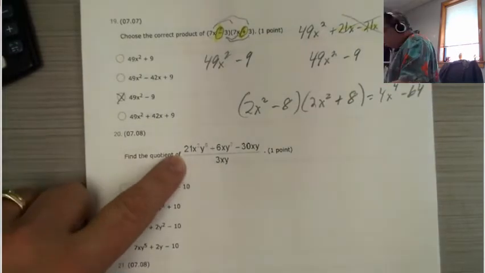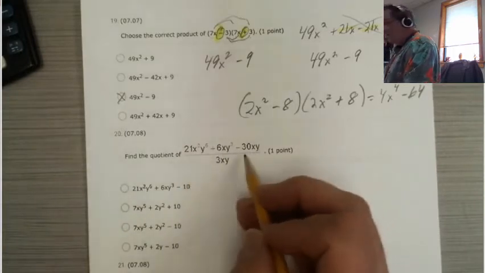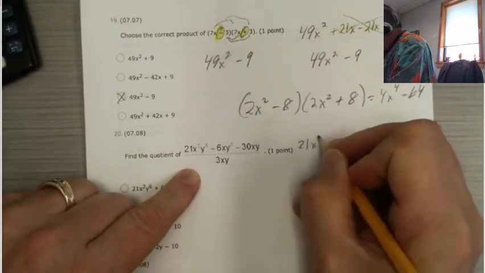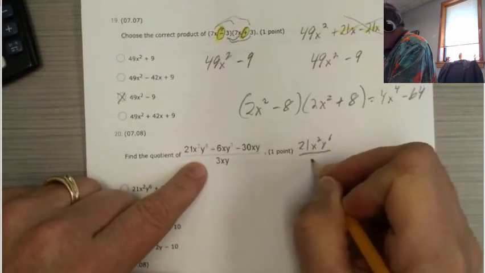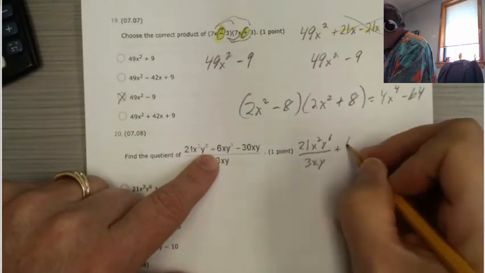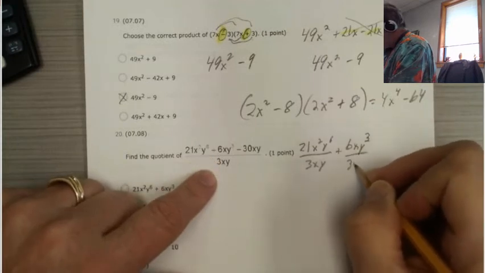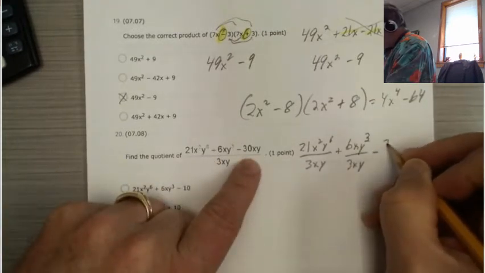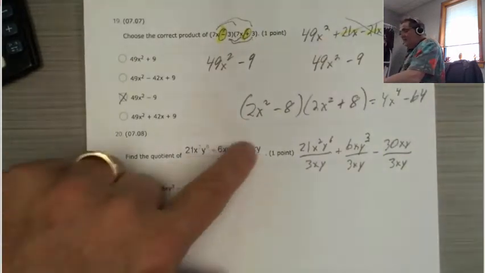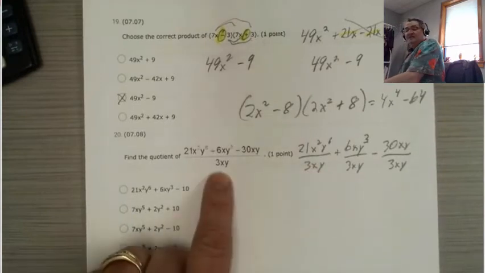Let's find the quotient. We have 21x squared y to the 6th plus 6xy to the third minus 30xy, all divided by 3xy. So this is the same thing as 21x squared y to the 6th divided by 3xy, plus 6xy to the third divided by 3xy, minus 30xy divided by 3xy. When you have all of this divided by that, that's the same as taking each one of those terms individually and dividing it by the denominator.